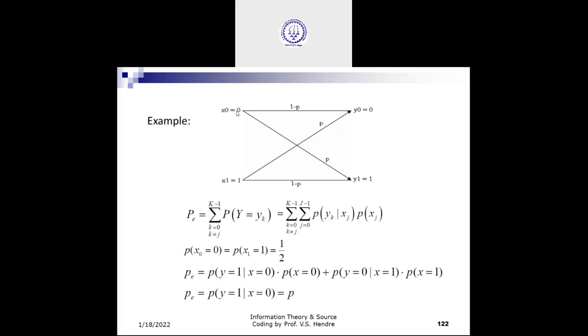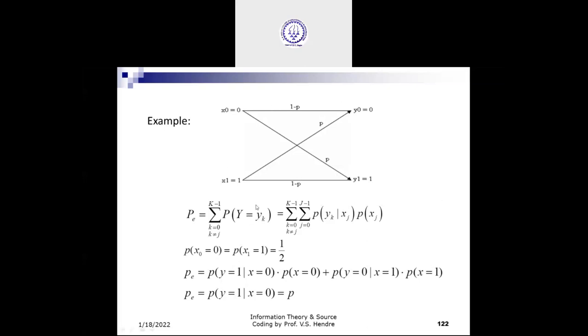Therefore, the probability of 0 transmitted, 0 received will be 1 minus p. Similarly, probability of 1 transmitted, 0 received is p, and probability of 1 transmitted, 1 received will be 1 minus p. As here p and 1 minus p are similar probabilities, this type of channel is called a binary symmetric channel. So I can define this particular channel as a binary symmetric channel.